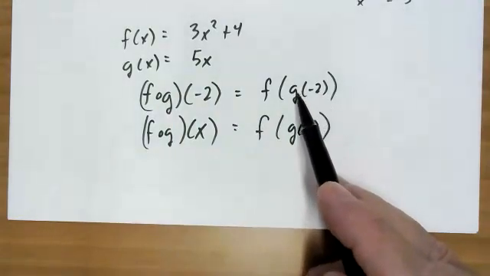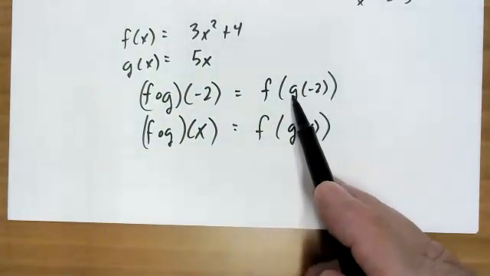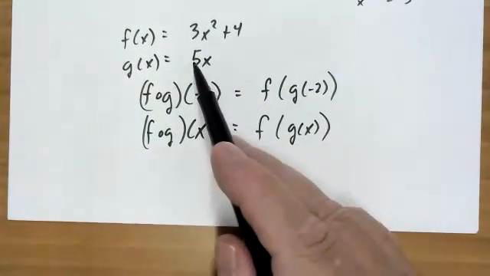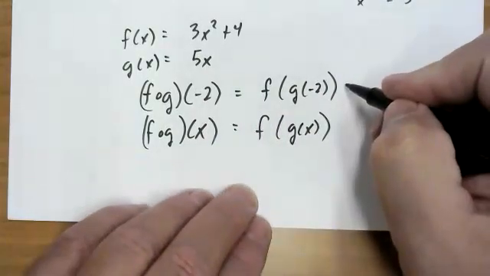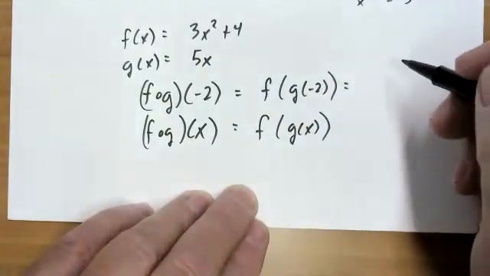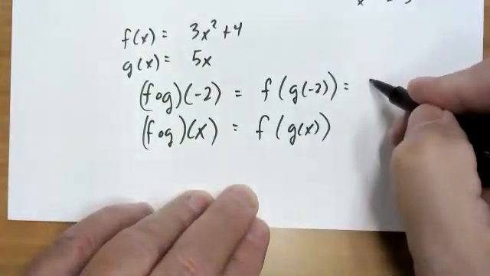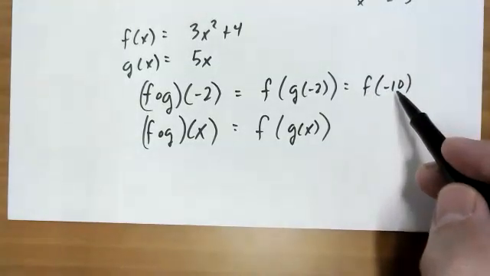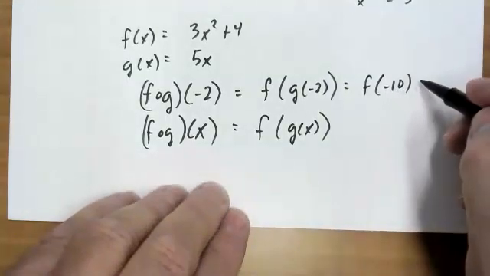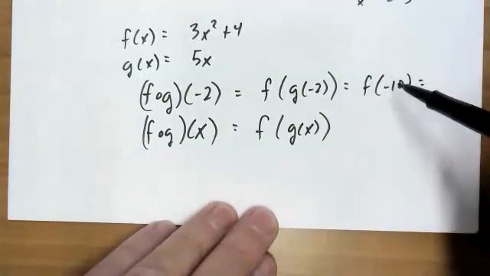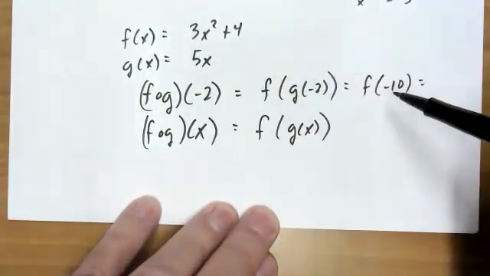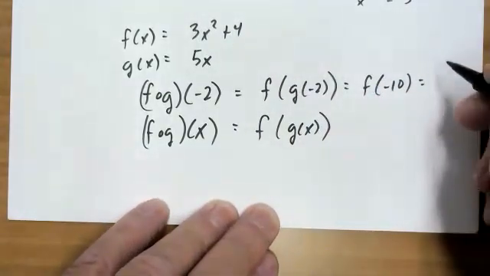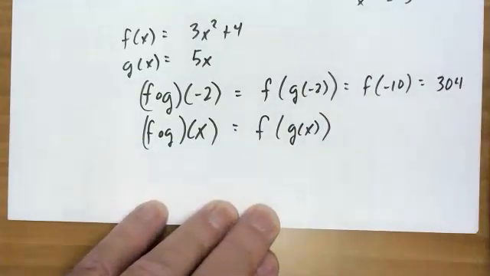So in other words, what I'm going to do is determine what g of -2 is. I'm going to take the g function and plug in -2 for x. That's actually pretty simple, right? 5 times -2. So g of -2 is going to be -10. So now this becomes f of -10. And once again, just to skip a few steps, now take my f function. If I plug in -10 for x, -10 squared is 100 times 3 is 300. Plus 4 should be 304.